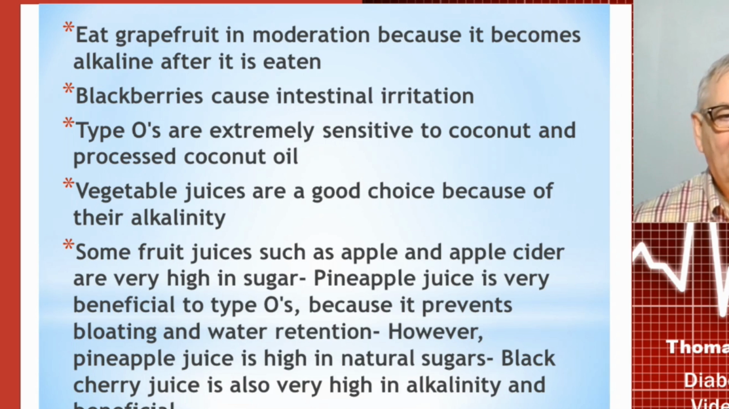Very different. Vegetable juices are a good choice because of their alkalinity. Some fruit juices, such as apple and apple cider, are very high in sugar. Pineapple juice is also very beneficial to the type O's because it prevents bloating and water retention. However, pineapple juice, again, is also very high in natural sugars, and black cherry juice is also very high in alkalinity and is very beneficial for blood type O's.